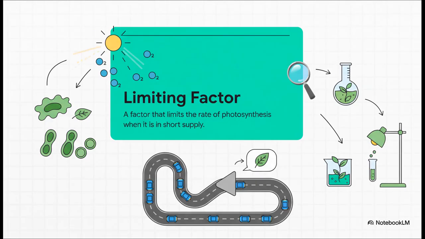Now, here's where it gets really interesting. The speed or the rate of photosynthesis isn't always flat out. It can be held back. And the one thing that's holding it back is called a limiting factor. Think of it like a massive traffic jam on a motorway. It doesn't matter that your car could go at 70 miles an hour. That bottleneck sets the speed for everyone.